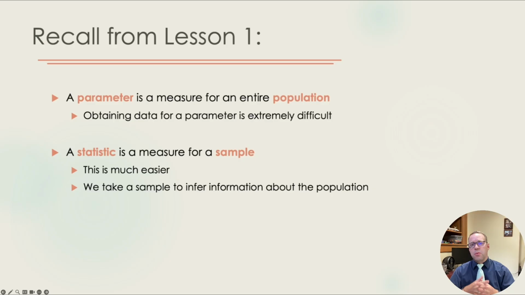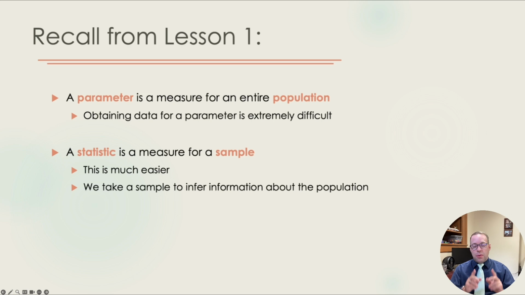Now, remember this from lesson one. We talked about the difference between populations and samples. With population, we're measuring a parameter from the entire population. This is very difficult, very nearly impossible. So we decided instead we're going to measure a statistic from a sample. And a sample is just a subset of the population. Whole lot easier, much easier. And so we're going to collect this information from the sample, and from that we're going to infer information about the population.